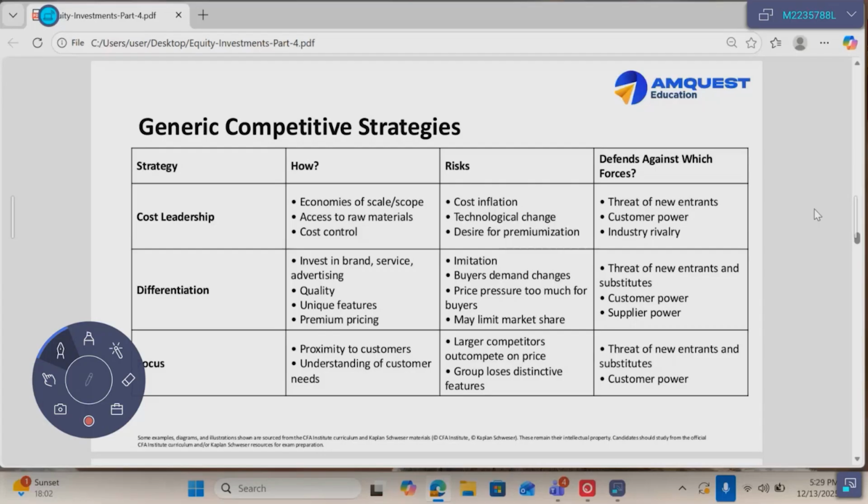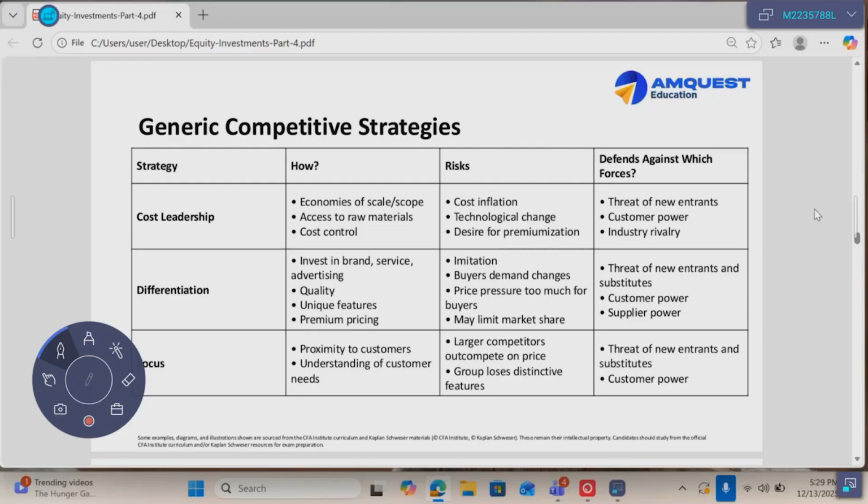Focus: you want to maintain proximity to customers. That means you want to be very customer centric. You understand the customer needs. Banking operates in that way. Mutual funds operate in that way. Private banks offer relatively better service to their customers compared to government banks. SBI and Axis, if you go to these banks, you will understand how their service levels are different.